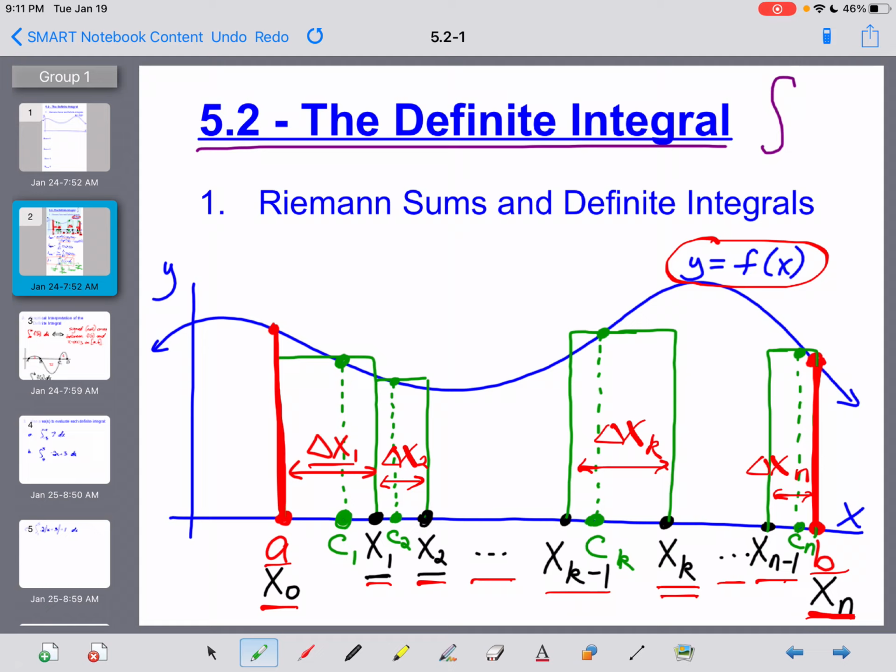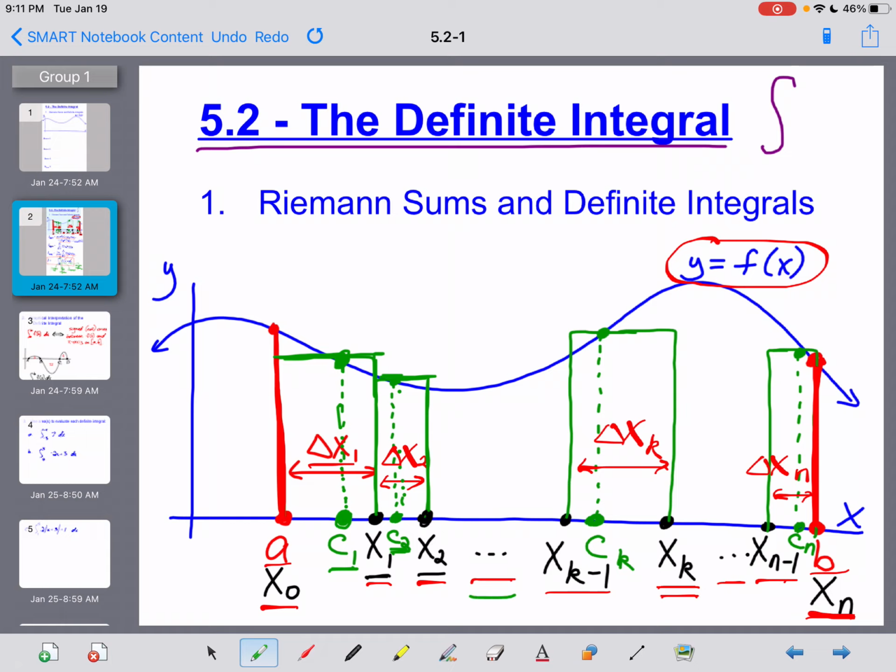So this C1 value right here is just somewhere in between x0 and x1. Doesn't really matter where. So what did I do? From C1, I went up until I hit the curve right here and then used that height to make my rectangle like that. Then I chose another random x value in the second subinterval, C sub 2. And again, from that random spot, not a left endpoint, not a right endpoint, not a midpoint, just anywhere, I went up to the top of the curve from there and used that height to complete my second rectangle.